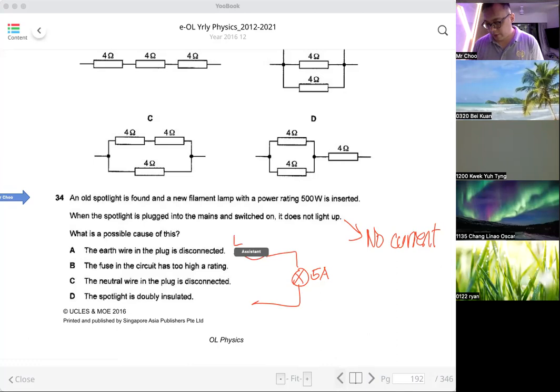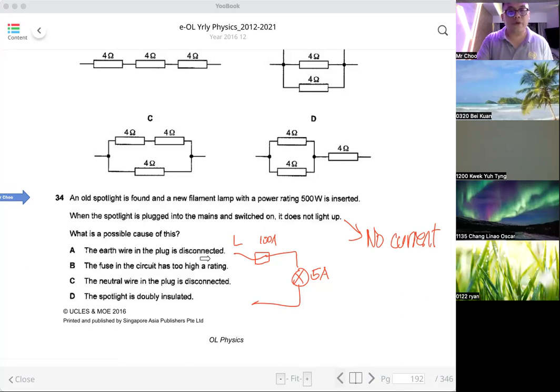So this is my live wire. If my fuse has a rating of 100 ampere, so if this rating is super high, current can still go through, then it should work. Unless it is so high that the light bulb actually bursts, okay? But it has a very high watt, so higher current shouldn't be a problem.